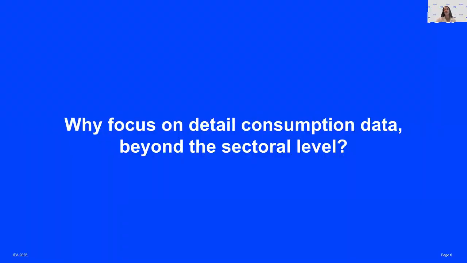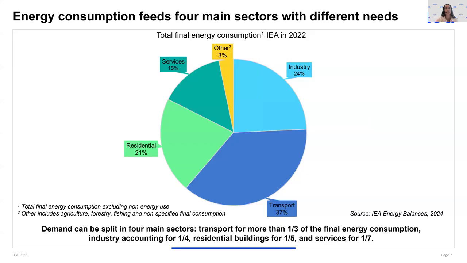But why do we need to look at the demand side of the energy system beyond the sectoral level? Energy consumption feeds four main sectors with different needs. Here at the IEA's Energy Data Centre, we categorize energy consumption into four main sectors: industry, which includes manufacturing and other industries like agriculture, mining, or construction; services; residential; and transport. In IEA countries, transport is the most consuming sector, with more than a third of the consumption, but the remaining sectors contribute a significant percentage to the total final energy consumption. Industry represents 24%, and residential and services buildings represent 20% and 15% respectively. As you can see, no sector can be left behind. They all weigh a significant part of the system.